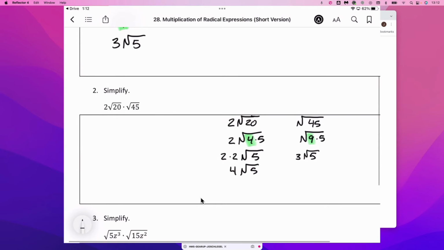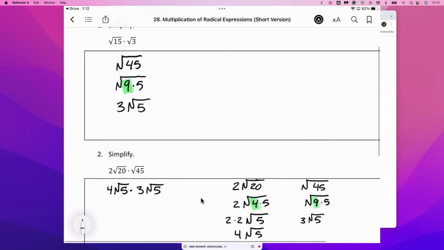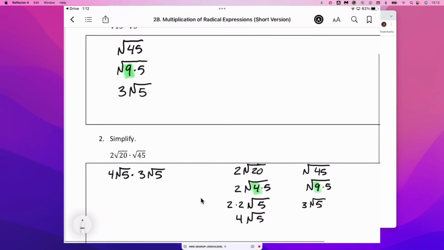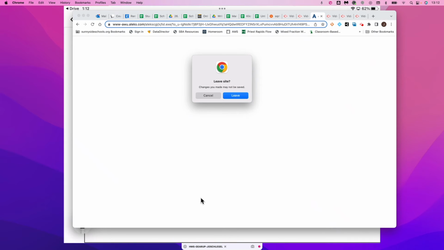So we are really multiplying 4 square root of 5 times 3 square root of 5. Now again, remember, unlike adding and subtracting, we don't need a common radical. We just multiply the number outside the radical, and we multiply the number inside the radical. So 4 times 3 makes 12, and 5 times 5 makes 25.